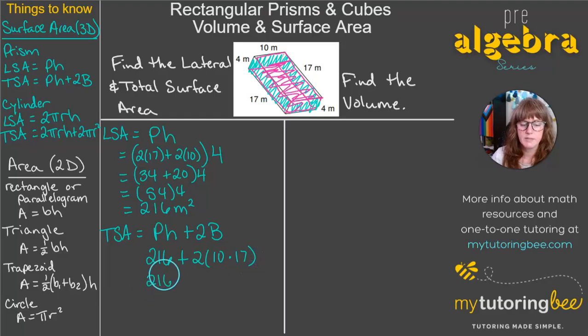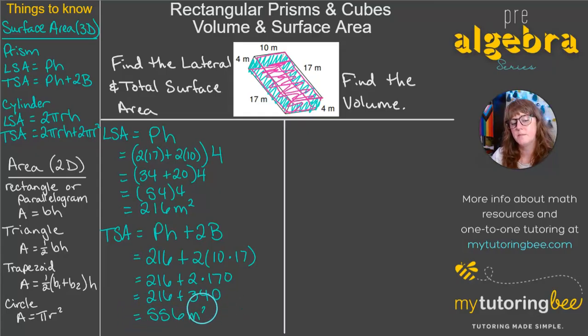So we've got 216 plus 10 times 17 is 170, so 2 times 170. 216 plus 2 times 170, let's see, that would give us 200 and then 140, so 340. And then we add all of that together. So 216 plus 340 gives us 556. And again, meters squared for that unit label there at the end. So that's for our surface area.